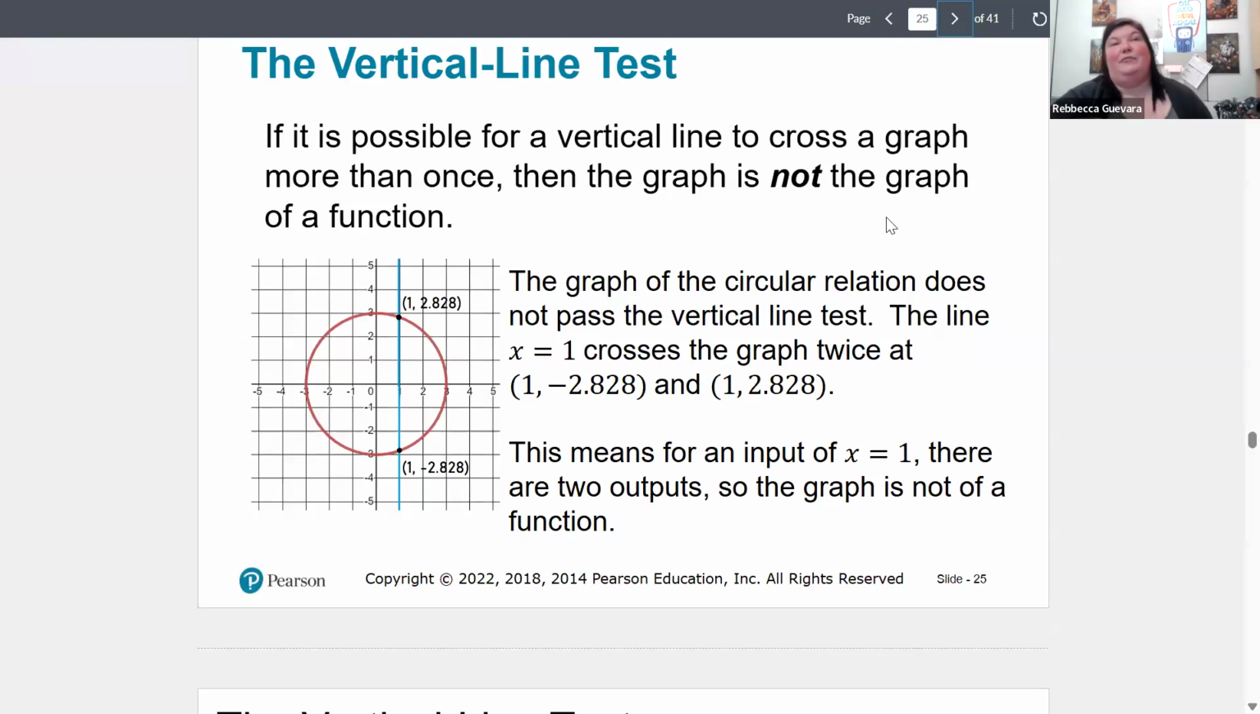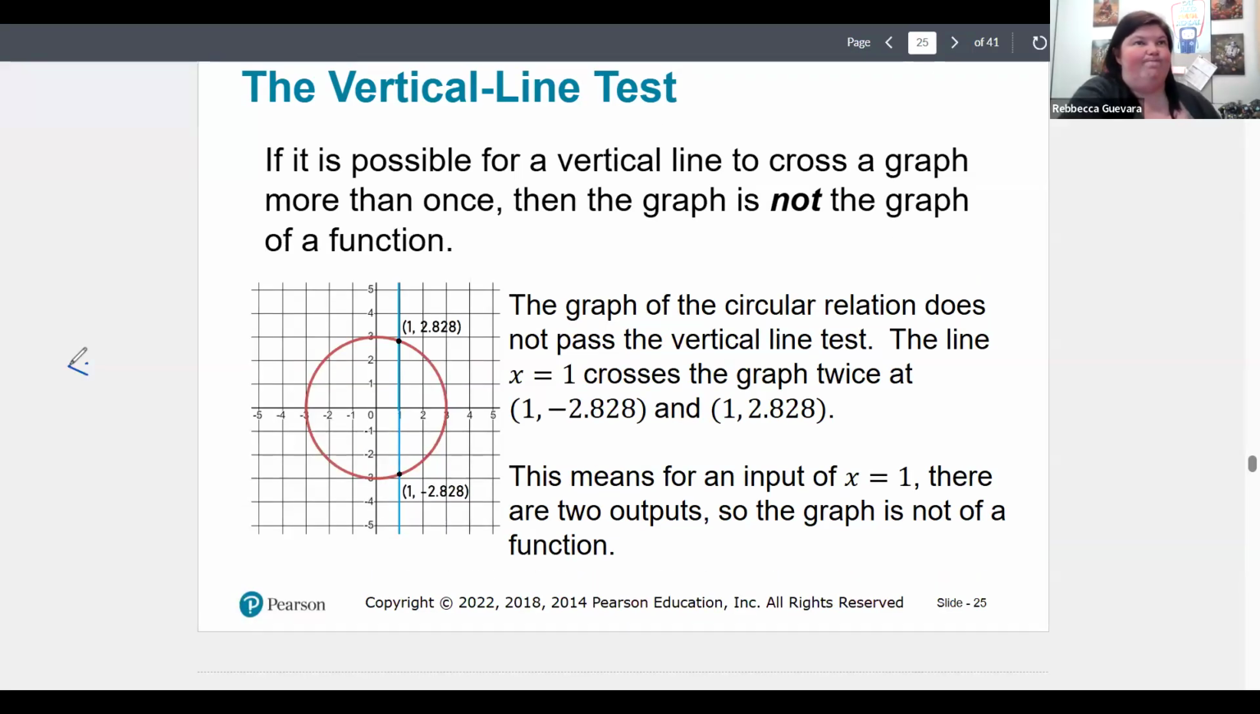So now that we can graph functions, it's actually going to make it easier for us to determine if they actually are functions. If we can graph equations, it will help us determine if they are functions. So if it is possible for a vertical line to cross a graph more than once, then the graph is not the graph of a function. So for an example, this is a graph of x squared plus y squared equals 8. We already talked about if your y is squared, you're probably not going to have a function. And we see here that red line, that is the circle.